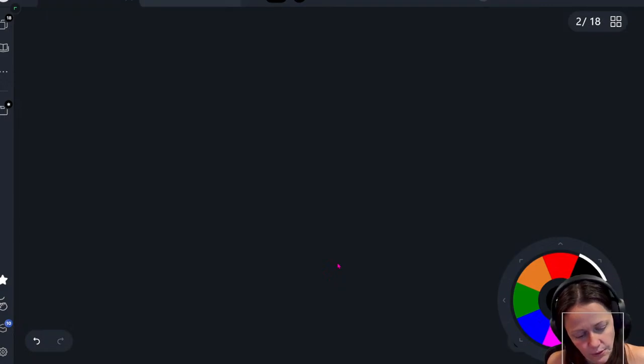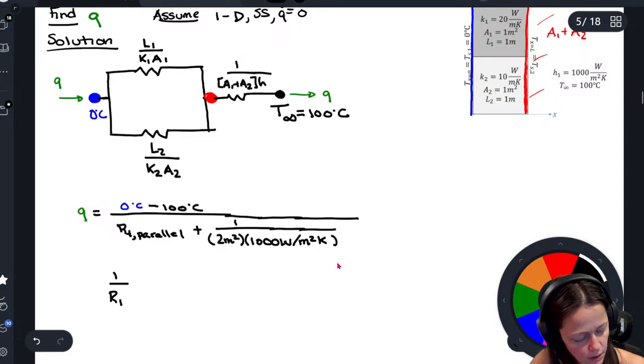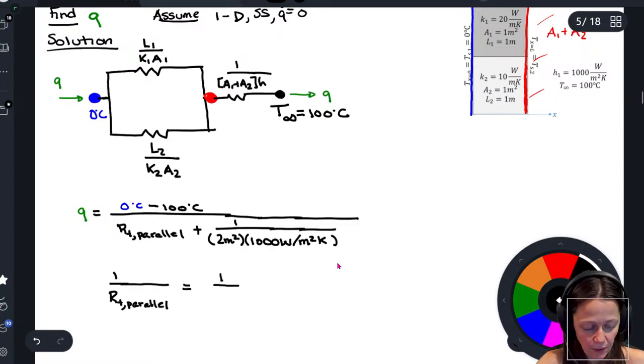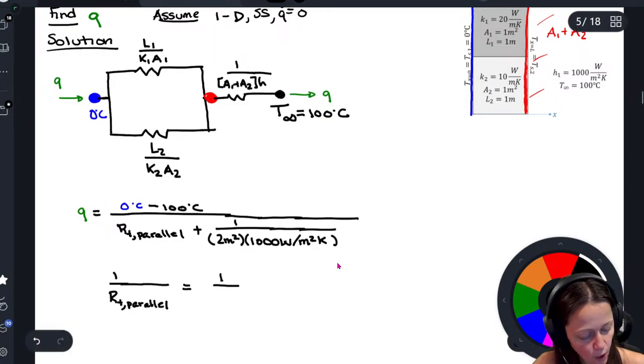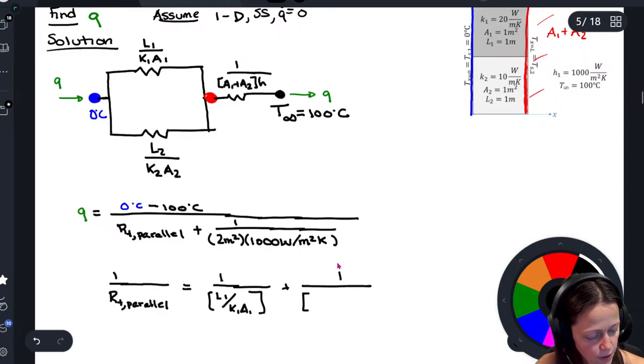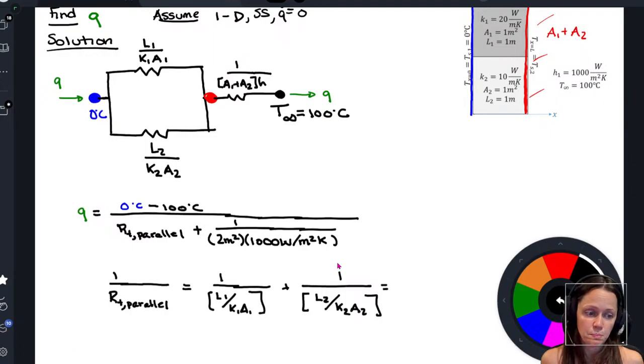Okay. So, all right. So I know that 1 over that total resistance for the resistance in parallel is equal to just the sum of 1 over those resistances. So it's going to be 1 over L1 over k1 A1 plus 1 over L2 over k2 A2. And those values are given to us. So I'm just going to go ahead. It is plug and chug.